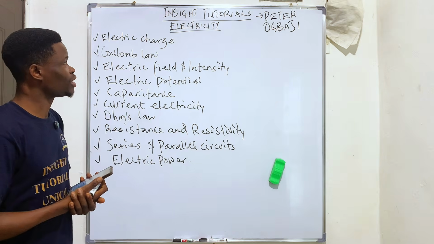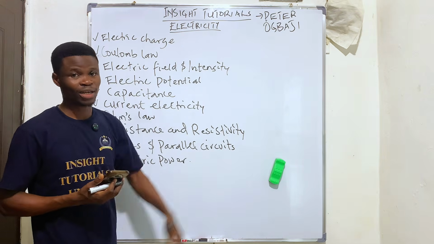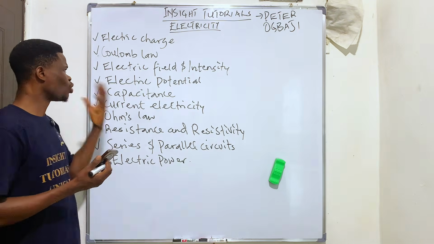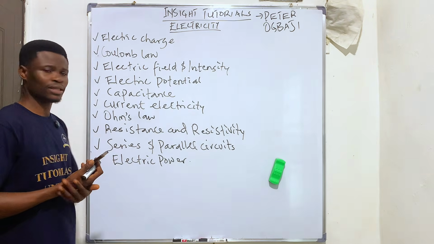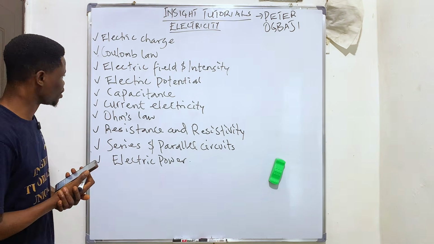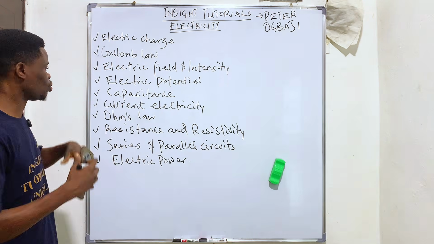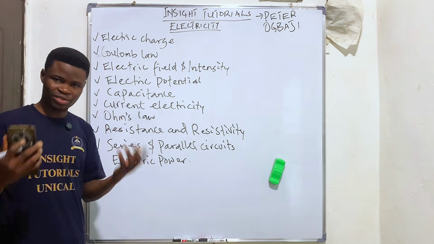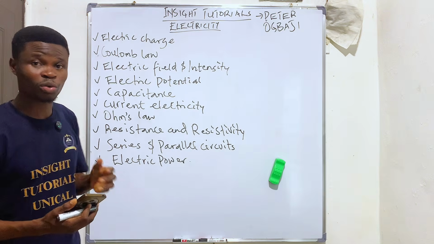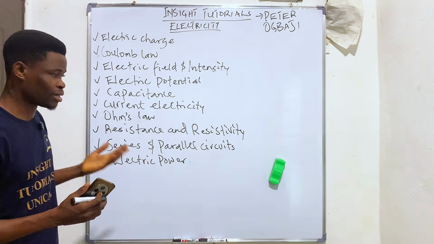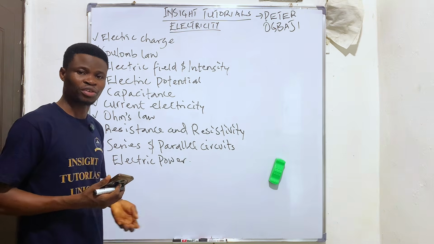So today we're going to be looking at electricity. We're going to be covering electric charge, Coulomb's law, electric field and intensity, electric potentials, capacitance, and current electricity. We're going to look into Ohm's law, resistance and resistivity. We're also going to be looking into circuits, both in series and in parallel. And lastly, we'll look at electric power.